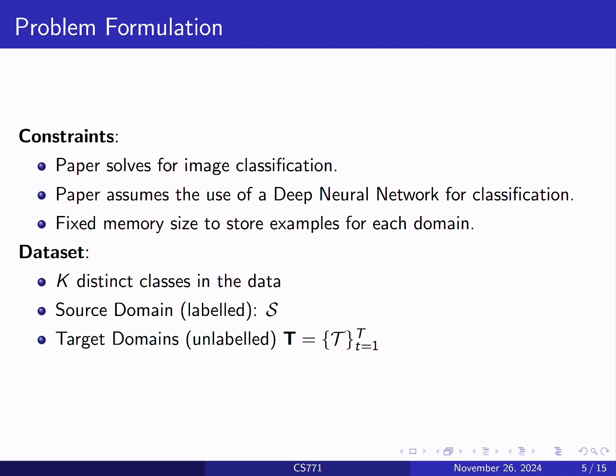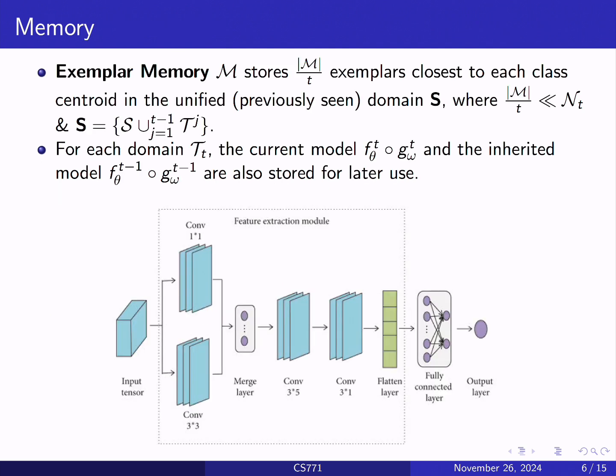In CDSL, we have to keep in mind the constraints of memory and privacy as well. To address this, a small memory stores a few samples from previous domains, chosen for their similarity to class centroids, helping the model learn effectively. The memory is much smaller than the dataset, ensuring both efficiency and privacy.